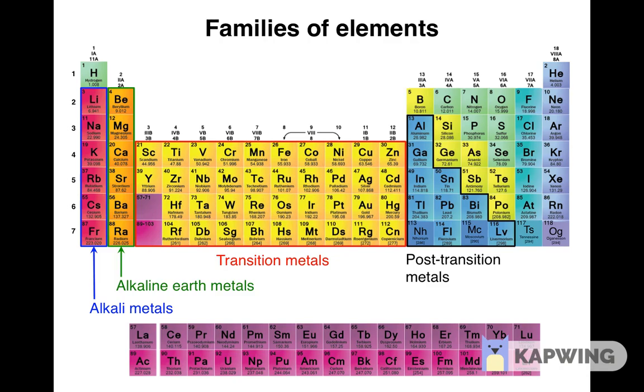Above and to the right of the block of post-transition metals is a block of so-called metalloids. Atoms of metalloids tend to share electrons with other atoms rather than to give them up completely, as atoms of metals do. This tendency leads to properties that distinguish metalloids from metals. Metalloids are not very good conductors of electricity.